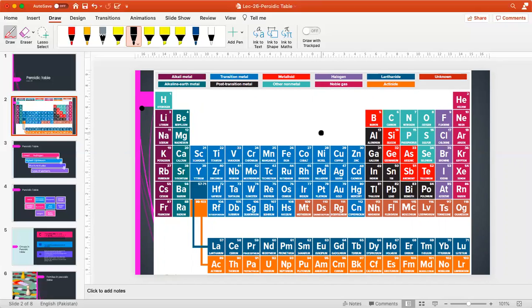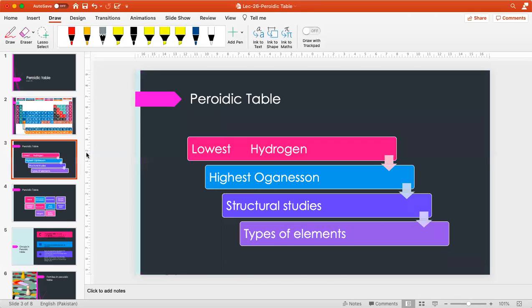This color is for noble gases, right? Then we come to this color. This color represents the lanthanide series, and this color will represent the actinide series. So if we count, we can say 1, 2, 3, 4, 5, 6, 7, 8, 9, 10, 11 colors in sequence, which represent some information about this periodic table. Now let's move to the next slide.